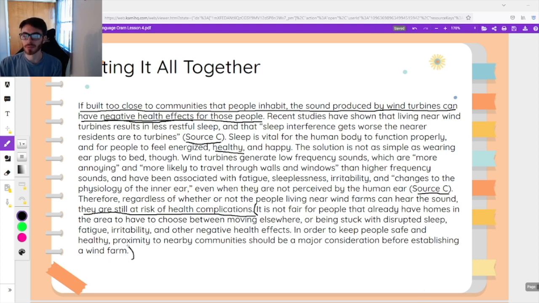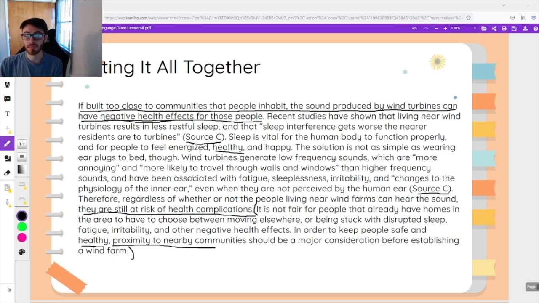In order to keep people safe and healthy, proximity to nearby communities should be a major consideration before establishing a wind farm. This links my claim about wind turbines having negative health effects to my thesis, which says that the most important factor is proximity to people's homes. And it does that by saying that we need to consider this in order to keep people healthy. So yeah, textbook example here of a body paragraph.